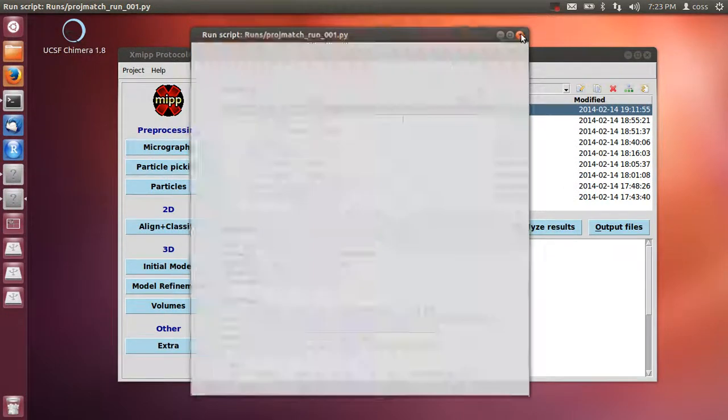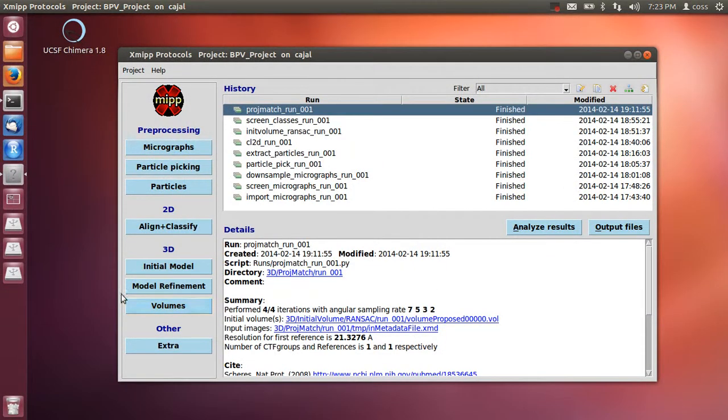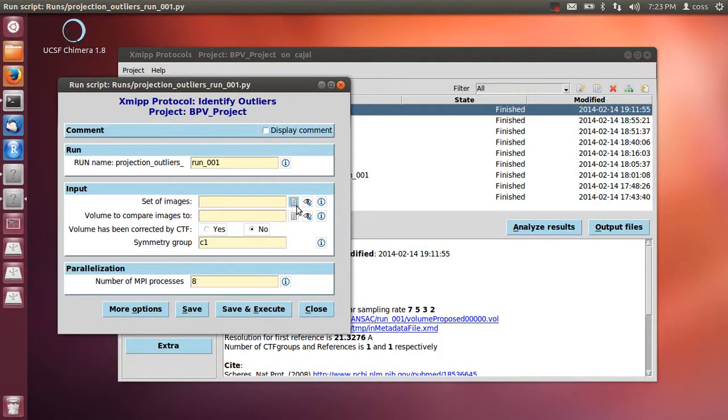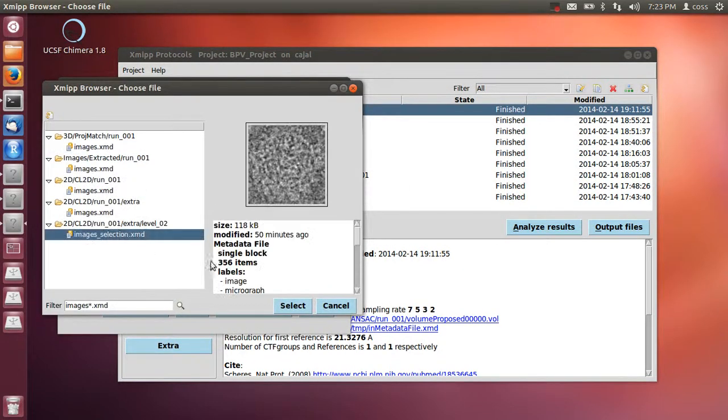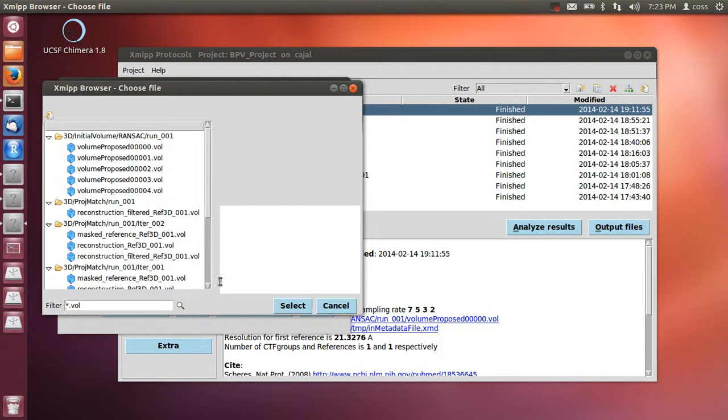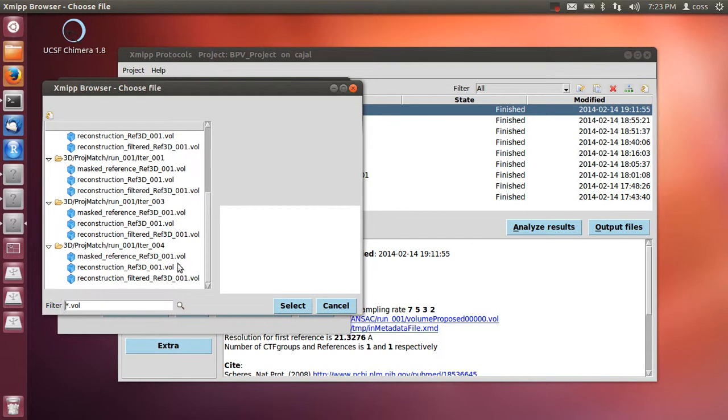Then now you have your volumes, and the last step that you could do, and that we are considering in this tutorial, is identify outliers. In identify outliers, what you do is you take a set of images, for instance the ones that you have used to reconstruct your volume. You take the volume that you have obtained in the 3D reconstruction.